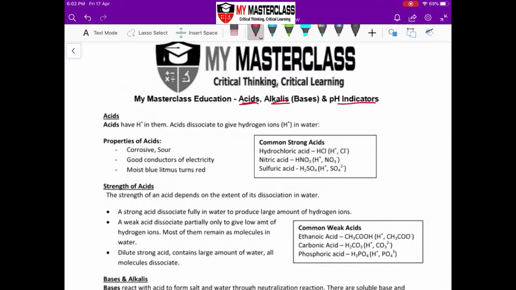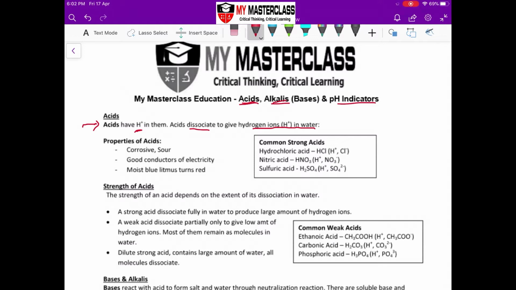So we have the definition of acids over here. Acids have H plus in them. Acids dissociate to give hydrogen ions in water. Dissociate really just means it is soluble or it dissolves. Some schools use the term ionize. So it means the same thing.